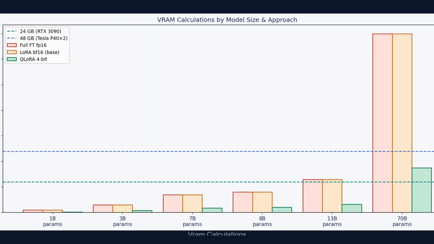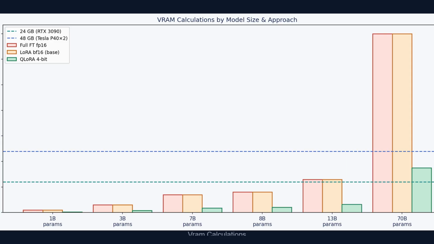This chart plots VRAM requirements against model size for full fine-tuning in FP16, LoRA in BF16, and QLoRA in 4-bit. The horizontal axis runs from 1 billion to 70 billion parameters. The vertical axis shows VRAM in gigabytes. The full fine-tuning bars grow steeply. At 70B, they extend far beyond what any single consumer or prosumer GPU can provide. The LoRA and QLoRA bars remain substantially lower across every model size, with QLoRA consistently the most compact.